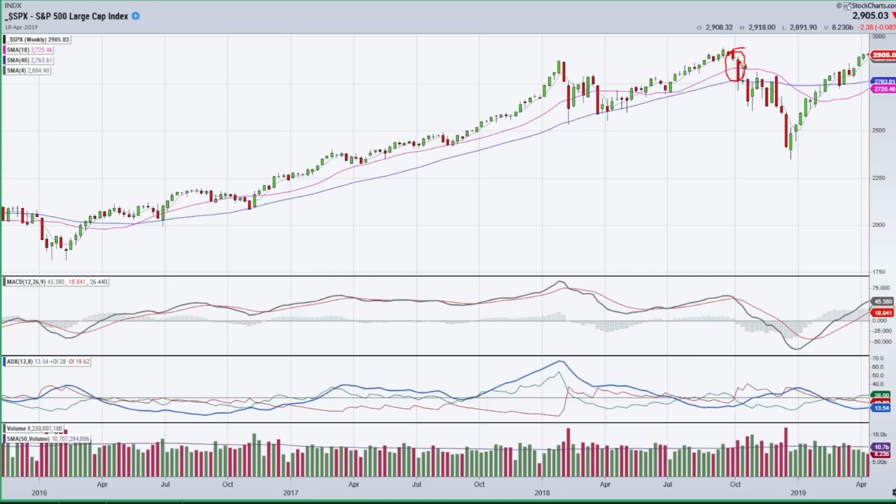That is really important. You can't just assume when you're going up that it's going to fail. We need confirmation in price. And then we get the deep pullback into the late part of 2018. All right, let's look at another example.